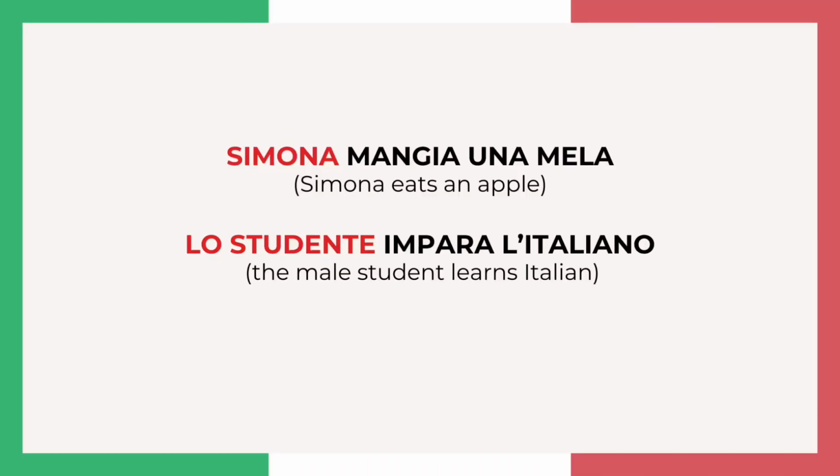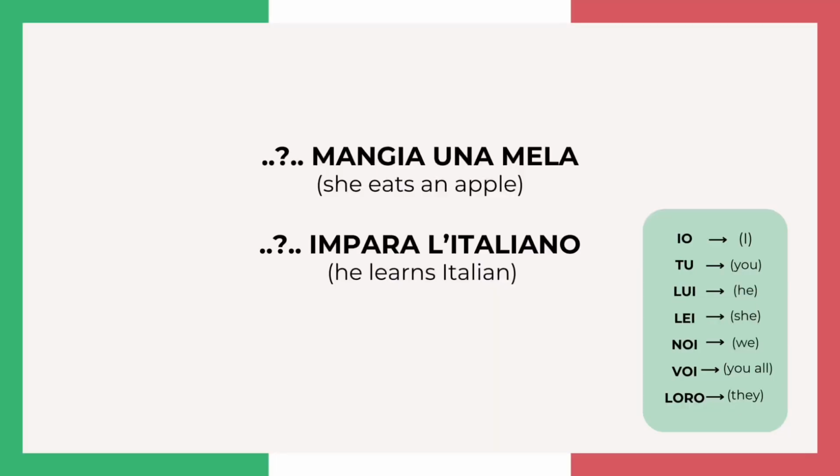Now I have an exercise for you. Take the examples from before and replace the subject with the correct subject pronoun. Keep in mind that Simona is a girl's first name, and lo studente means male student. Pause the video now. The solution is in 3, 2, 1. If you answer lei mangia una mela and lui impara l'italiano, you are correct.